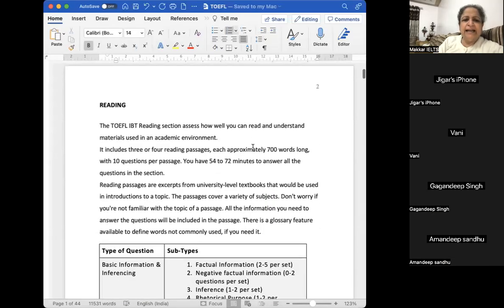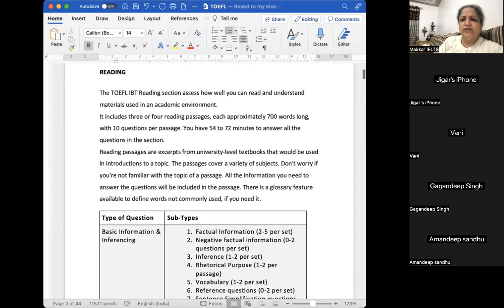So basically, there are 10 types of questions that are seen in the TOEFL reading. There are 3 or 4 reading passages, each about 700 words long, with 10 questions per passage, and you have 54 to 72 minutes. But in the paper-based test, it is just 52 minutes. And 54 minutes, what I've been told, 54 minutes.